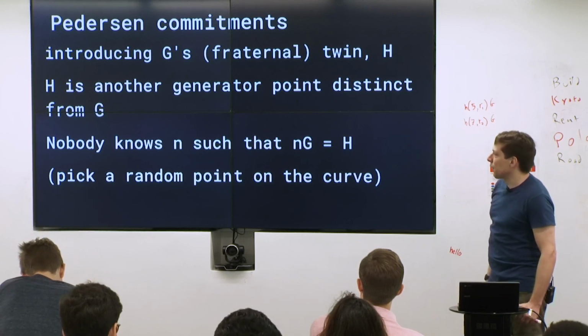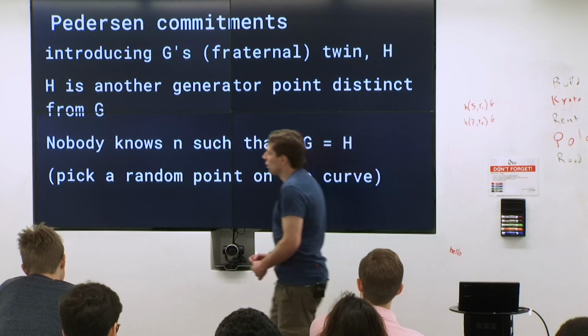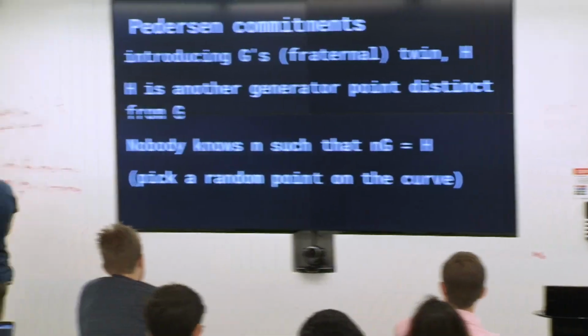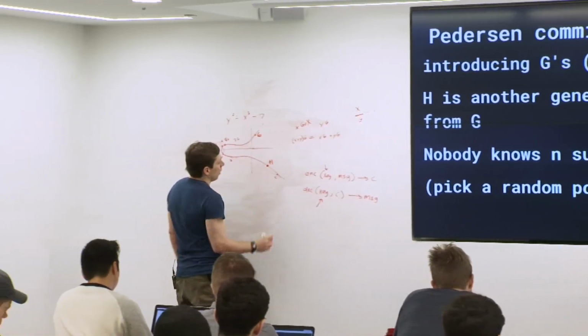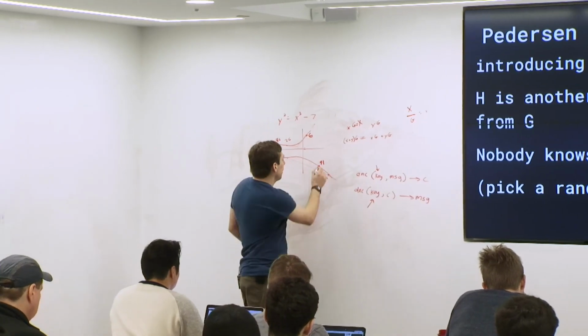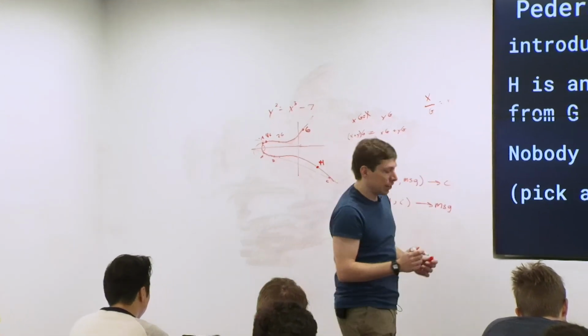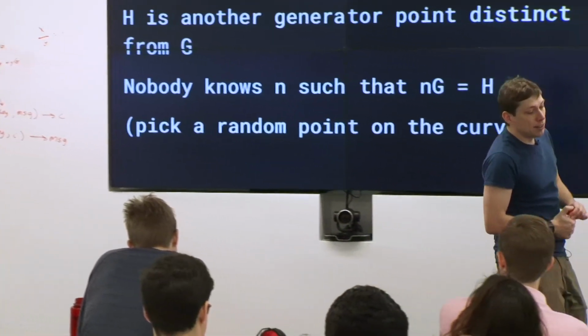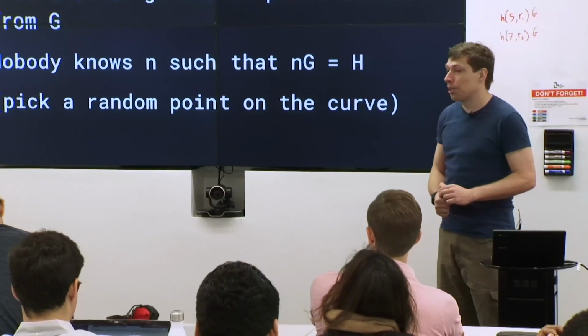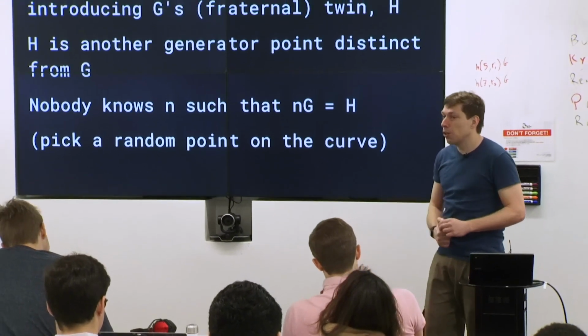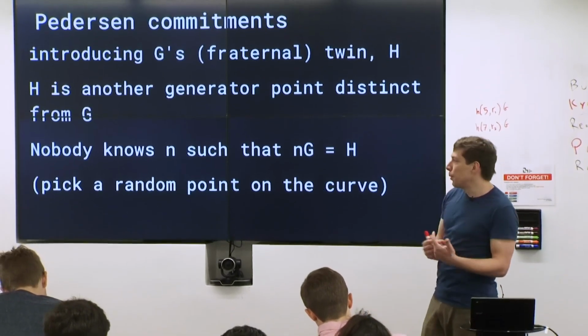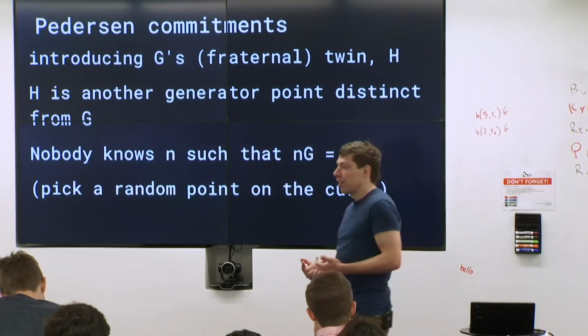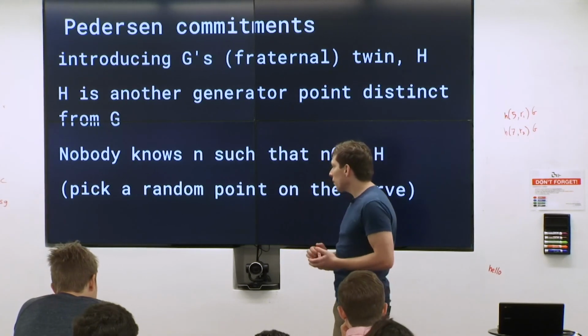Yeah, it's another generator point, distinct from G. So you just pick one. You say, okay, here's H. You also need to make sure that nobody knows n such that n times g equals h. That n might exist, but you want to be sure that no one knows what it is, because if you know how to move between g and h, then that'll break this.